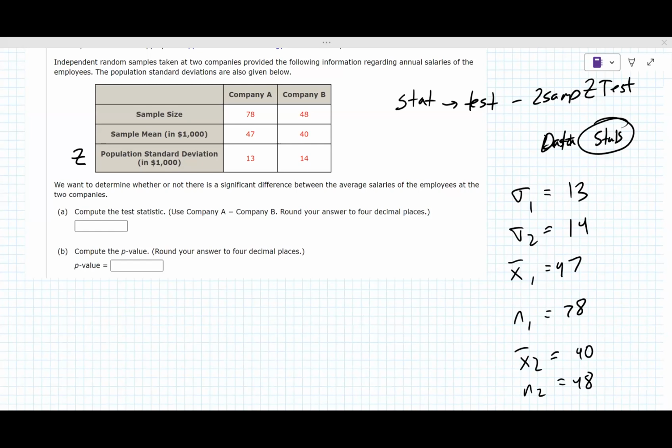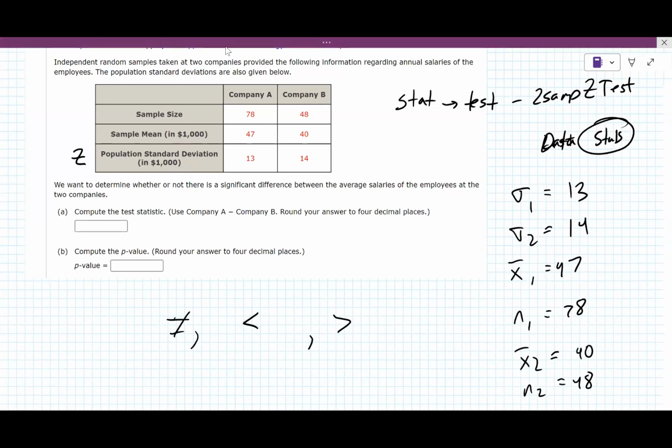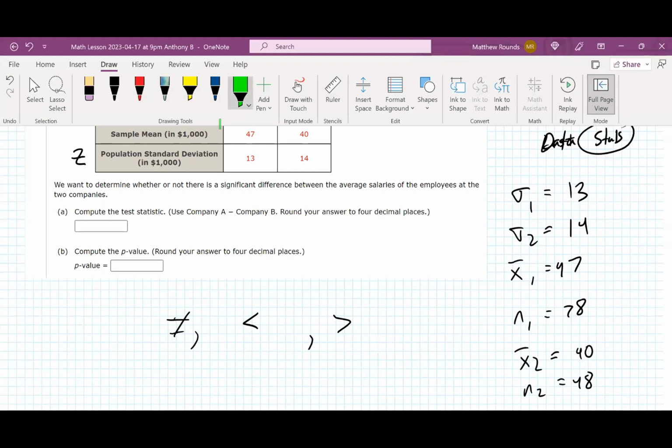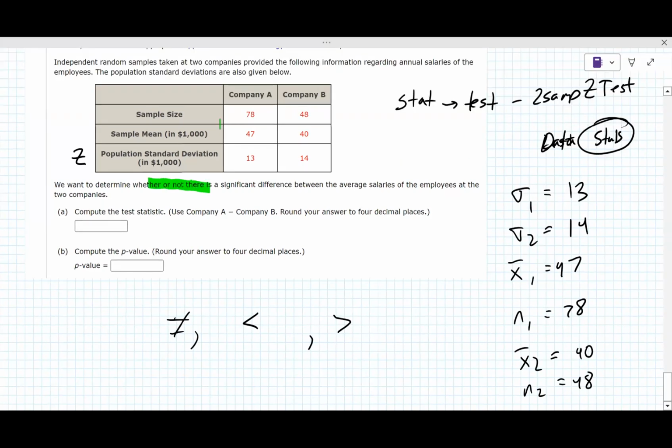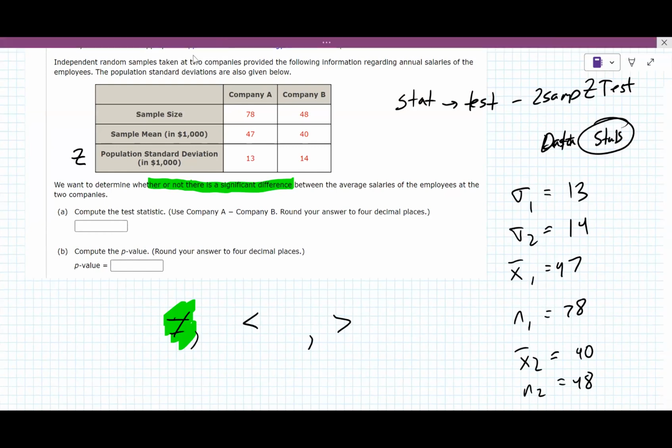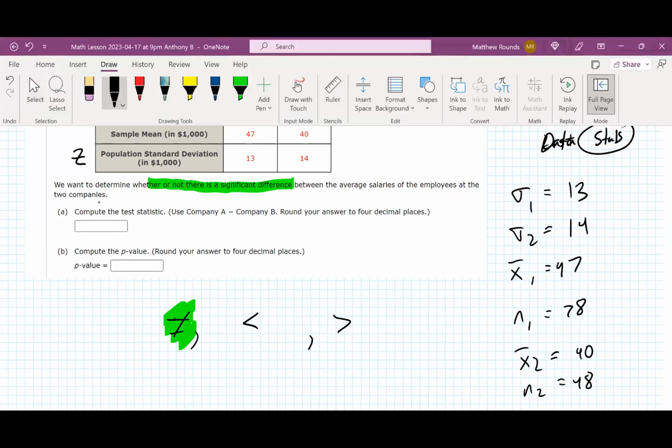Now you again have this choice between not equal to, less than, or greater than. So you've got to look for the keyword here. I know I'm doing a bad job of not reading these, but the part you've got to get down is putting the numbers in the calculator and deciding this. So, significant difference: whenever you see difference, that's not equal to. Okay, so that should be enough for you to calculate the test statistic.